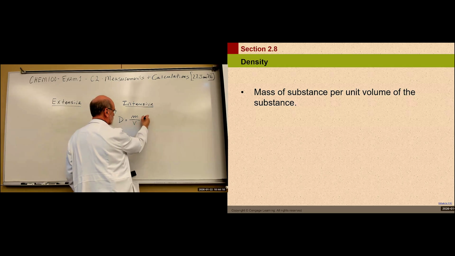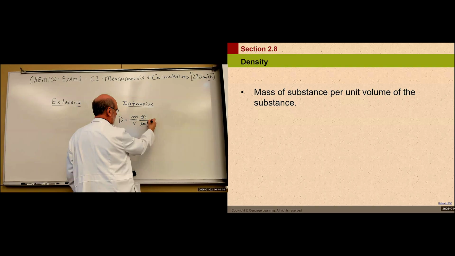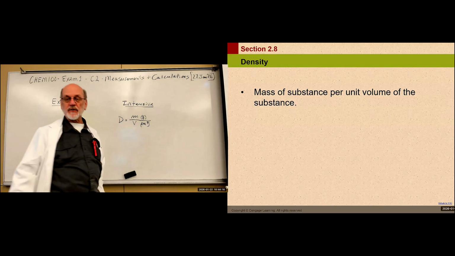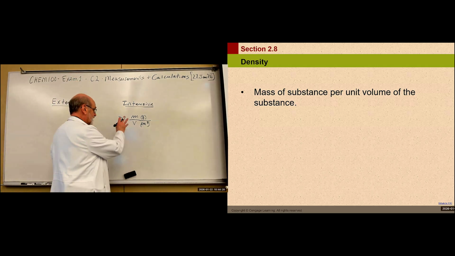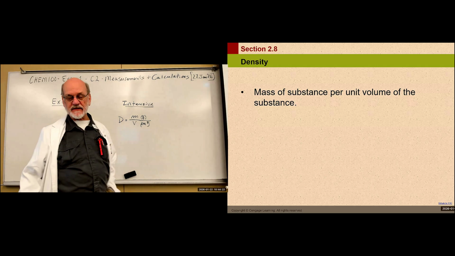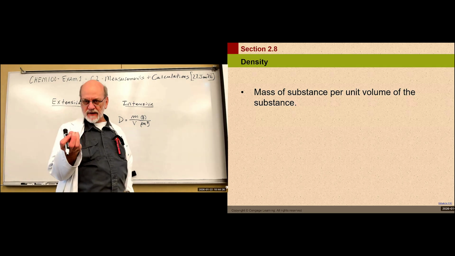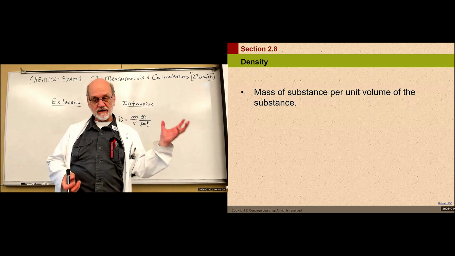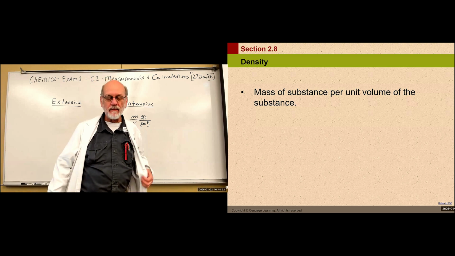So if this is grams and this is cubic centimeters, the unit of measure is grams per cubic centimeter. Right? That is an intensive property, density. It doesn't matter how much gold I have, whether I've got a little bit or I have a big chunk, it's going to be the same density, both of them. Doesn't matter how much.